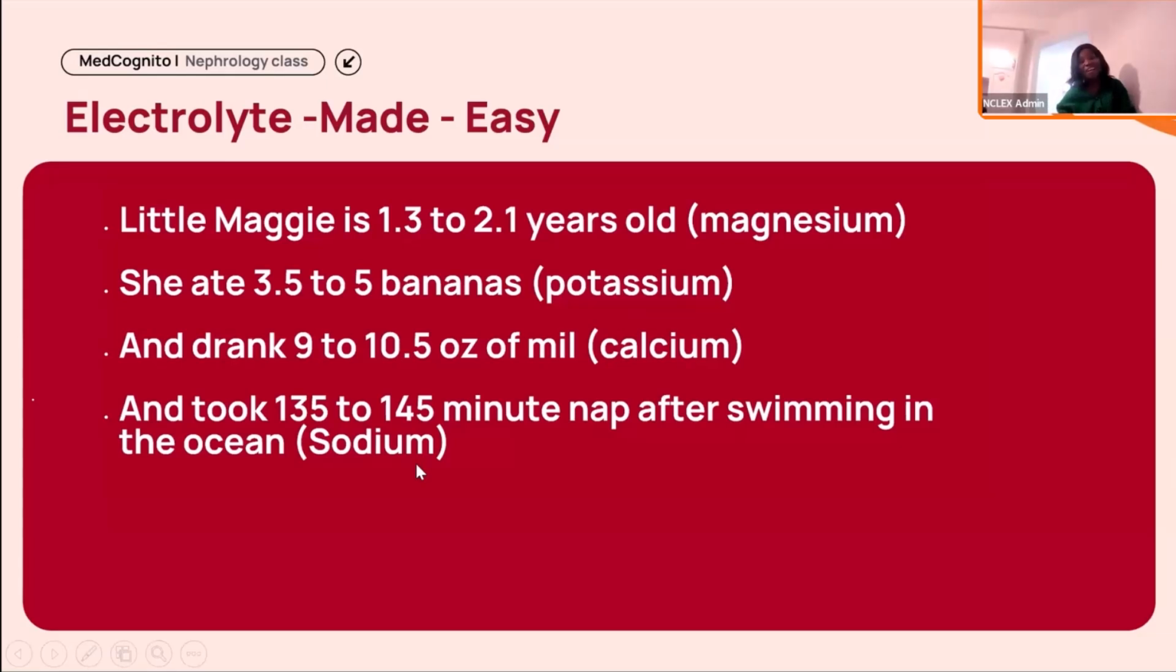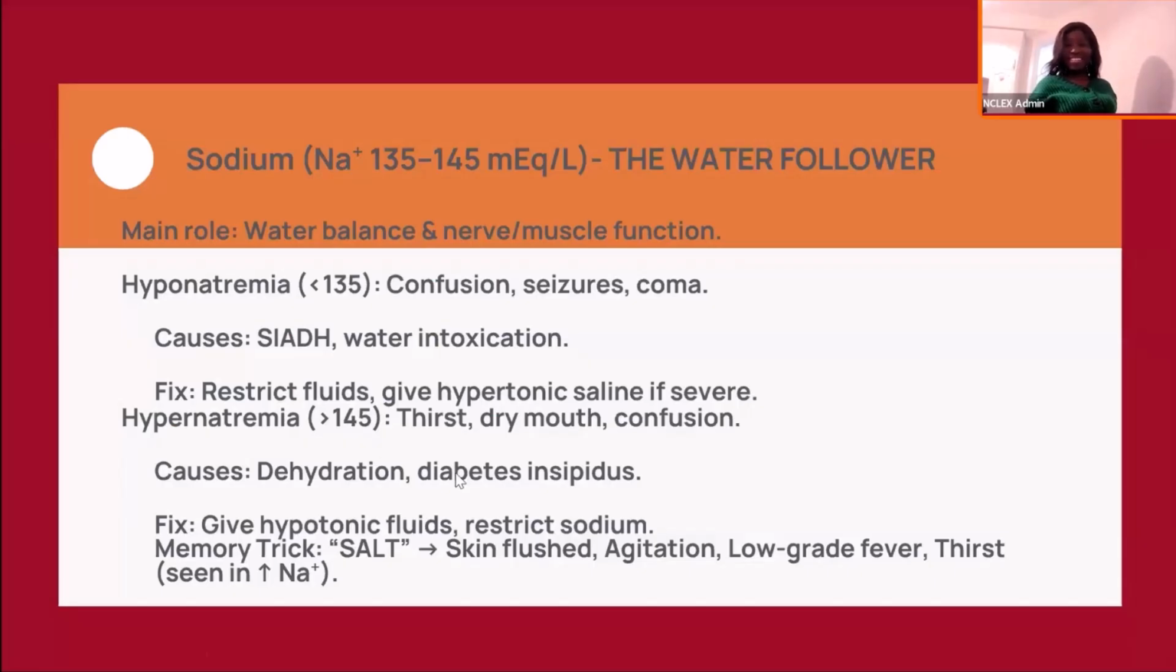So this is like, oh, I have a little Maggie rhyme. Little Maggie is 1.3 to 2.3 years old. She ate 3.5 to 5 bananas and drank 9 to 10.5 ounces of milk. It's a bit cumbersome. So whichever one works for you, the first one or this, pick it. The main aim is that it should help you to be able to answer your questions.